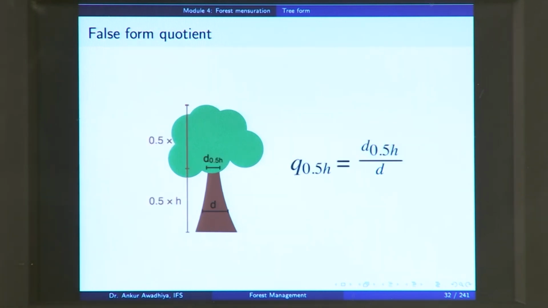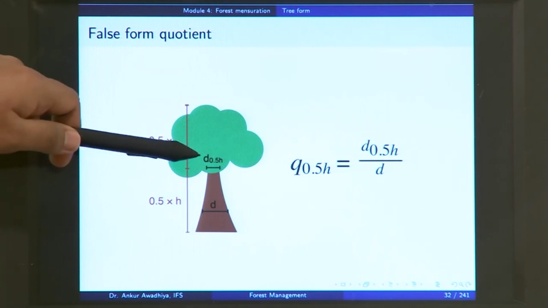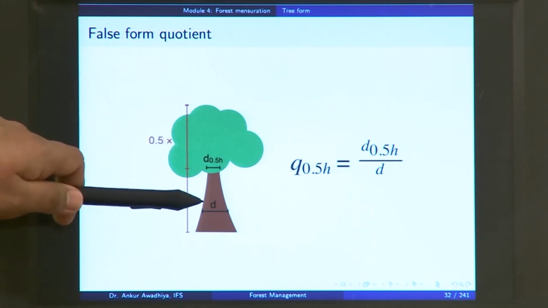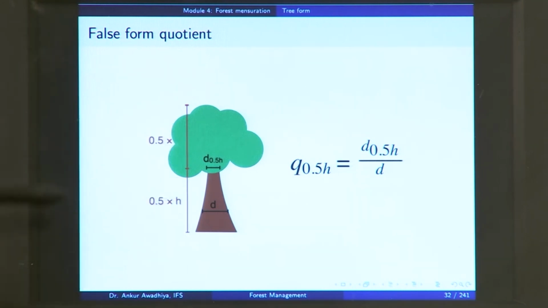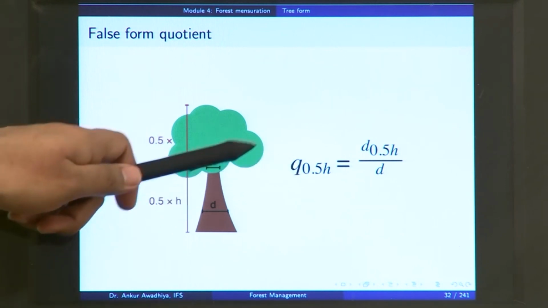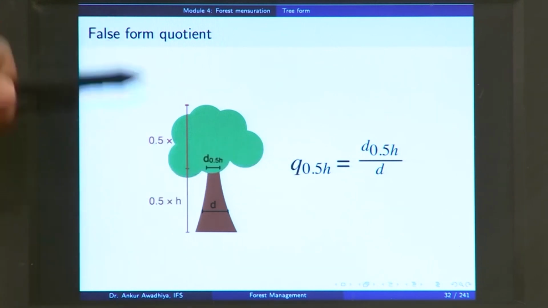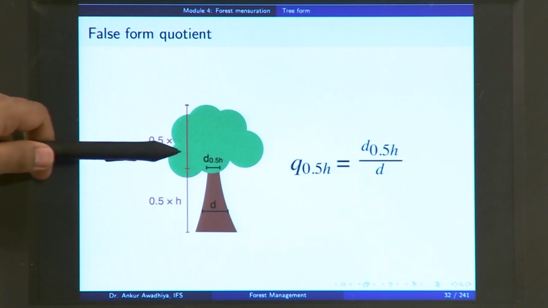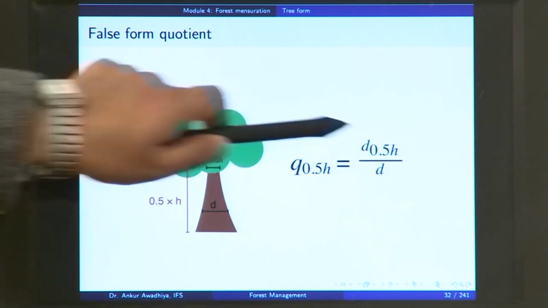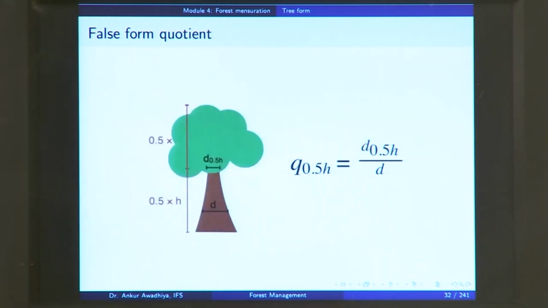So, here we define the false form quotient as the diameter at 50% height divided by the diameter at the breast height. So, q 0.5 h or the false form quotient is given by the diameter at 0.5 h divided by the diameter at the breast height.